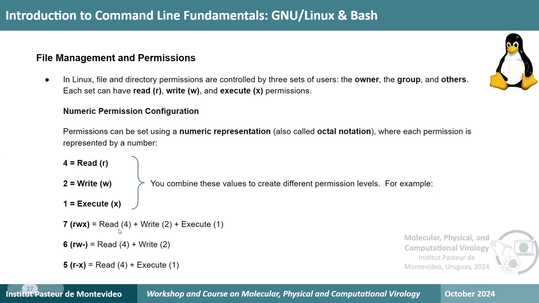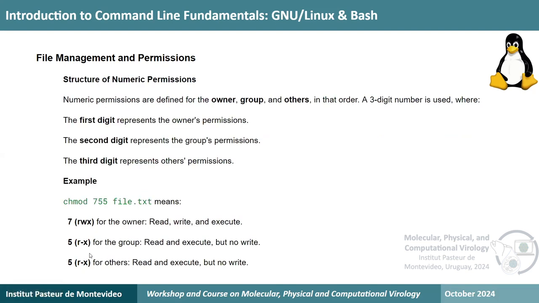For example, as you can see in these examples, 7 means reading, writing, and executing; if you sum each one of these, it adds up to 7. The same for the second example, which adds up to 6, which means the user or group can read and write. And in this example, 5 means it can only read and execute the file.